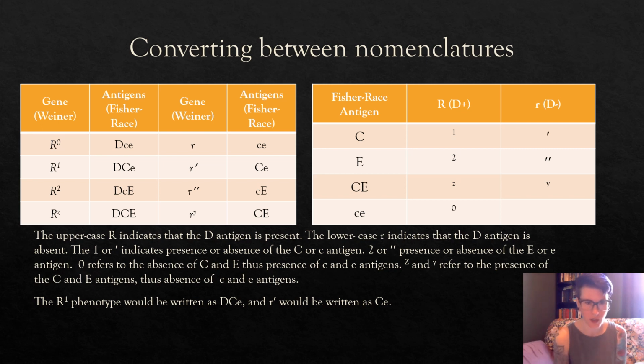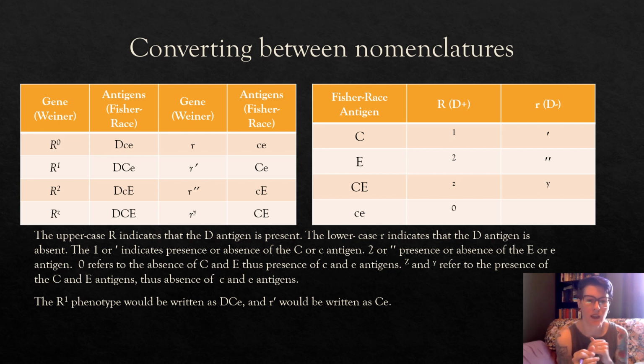So to start, remember, Wiener believed in one gene. So in his terminology, you get the whole haplotype in one allele. So Fisher-Race believed there were 3, so he kind of spells it out in his terminology. So you'll have it written out for each antigen what it is.